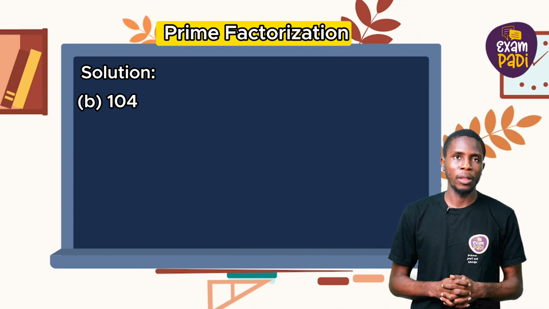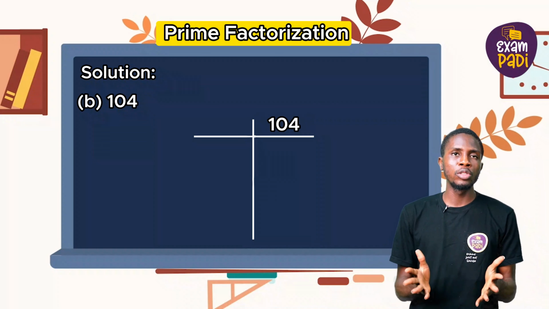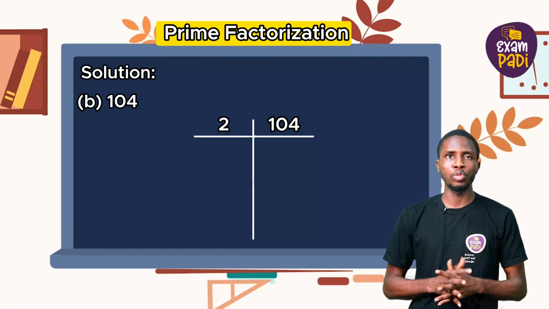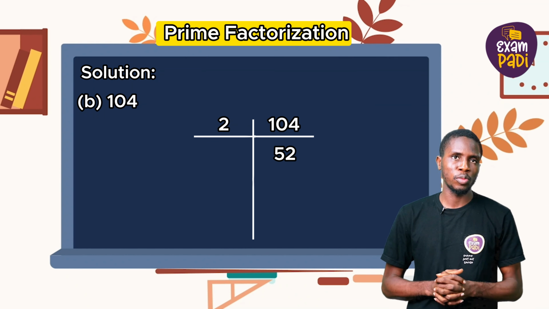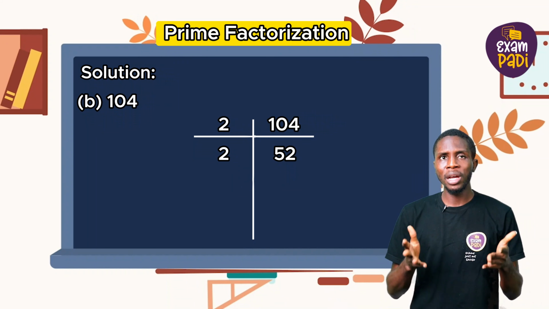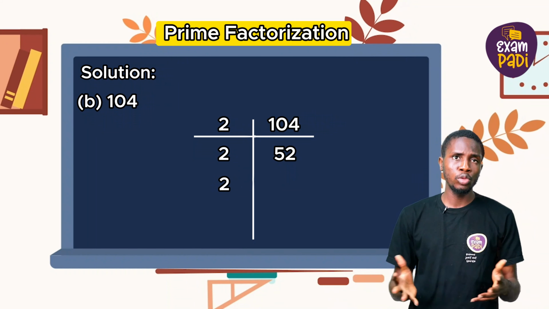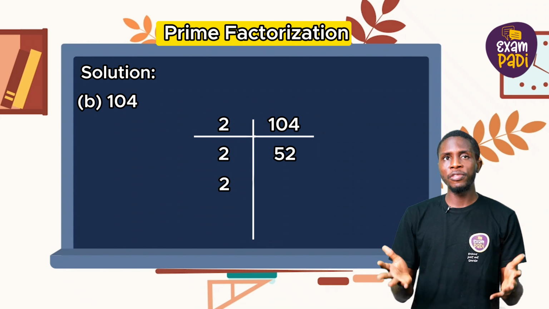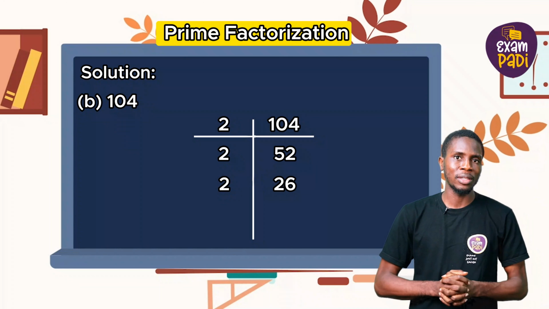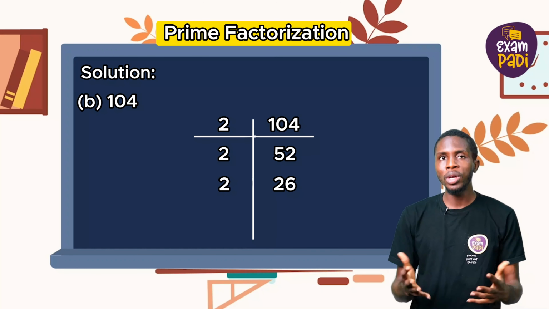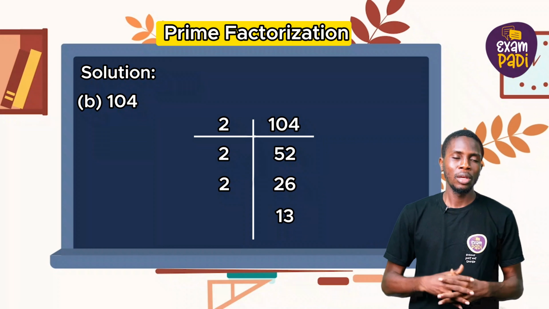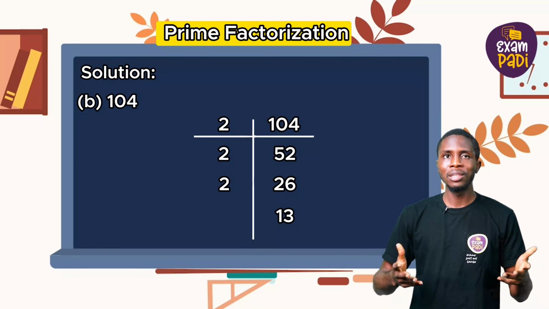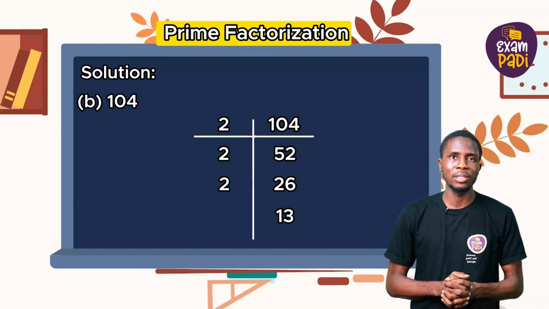104. The least number we'll be using to divide 104 is 2. 2 in 104 gives us 52. The next number that can also divide 52 is still 2. 2 in 52 gives us 26. Also, 2 can still go in 26, and that will give us 13. Of course, as we know, 13 is the only number that can go in 13, and that gives us 1.